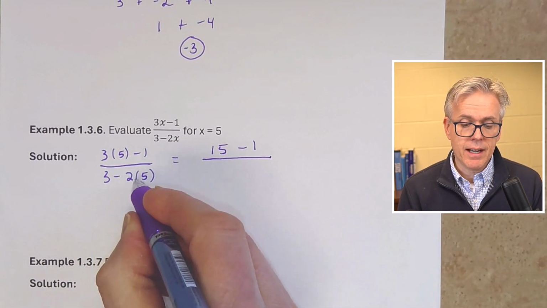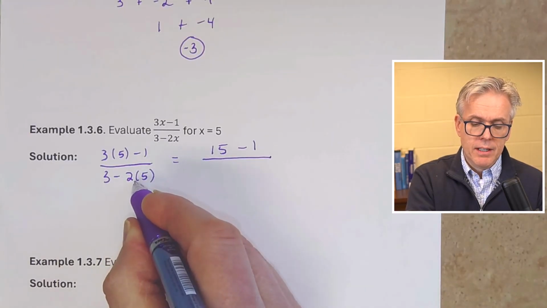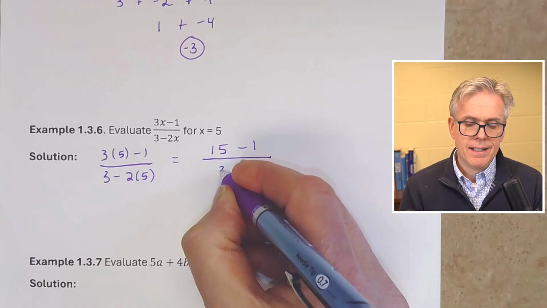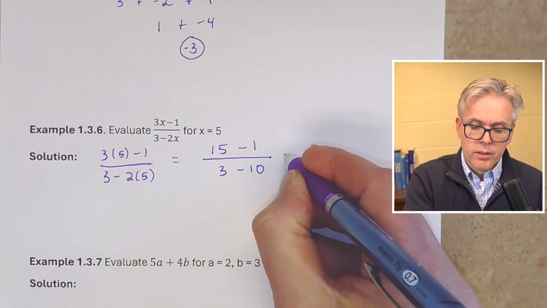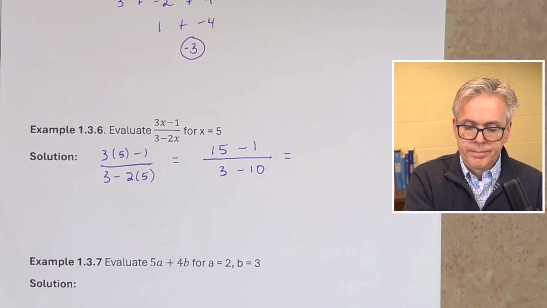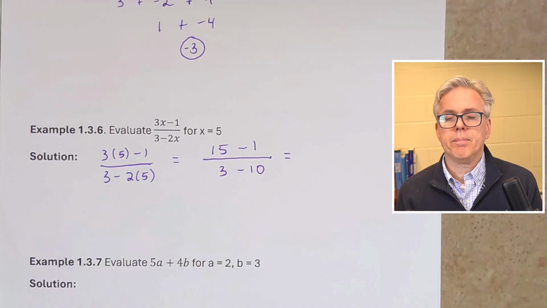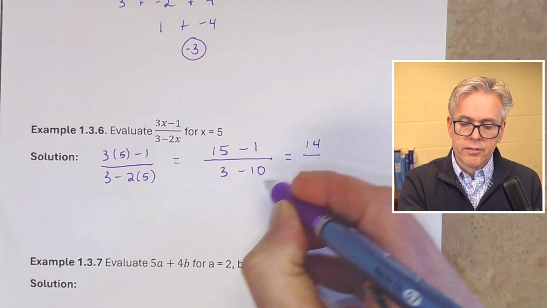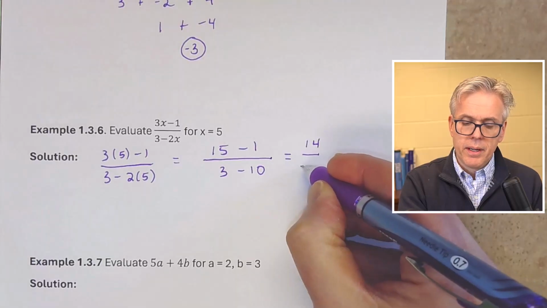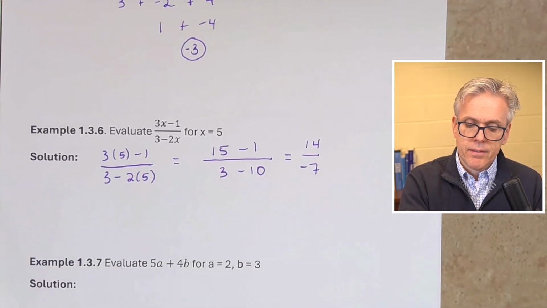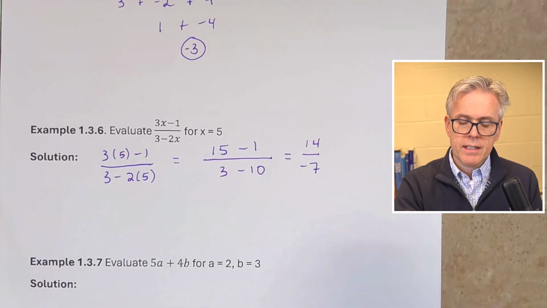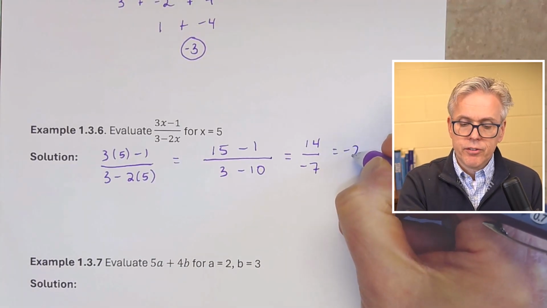Do the same thing in the denominator. What's going to come first? Not 3 minus 2, but I have multiplication. So 2 times 5 is 10. So 3 minus 10. And now I just do the subtraction. 15 minus 1 is 14. 3 minus 10 is negative 7. And now I can divide that. 14 divided by negative 7 is negative 2.